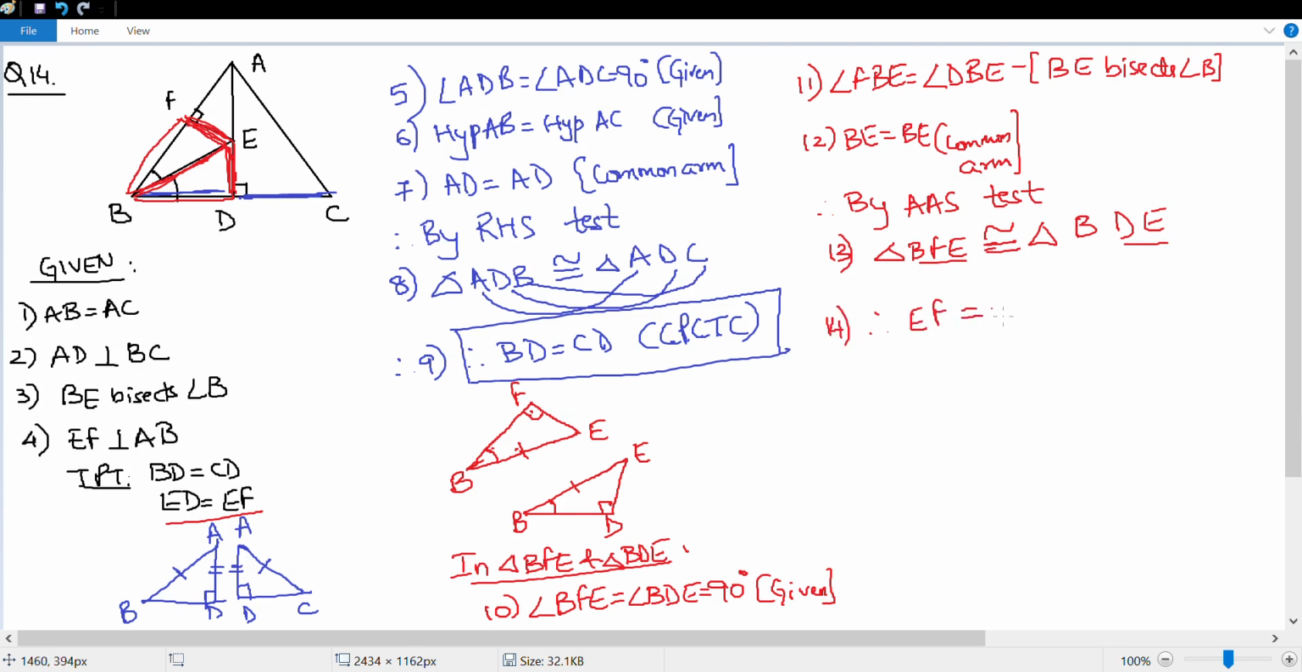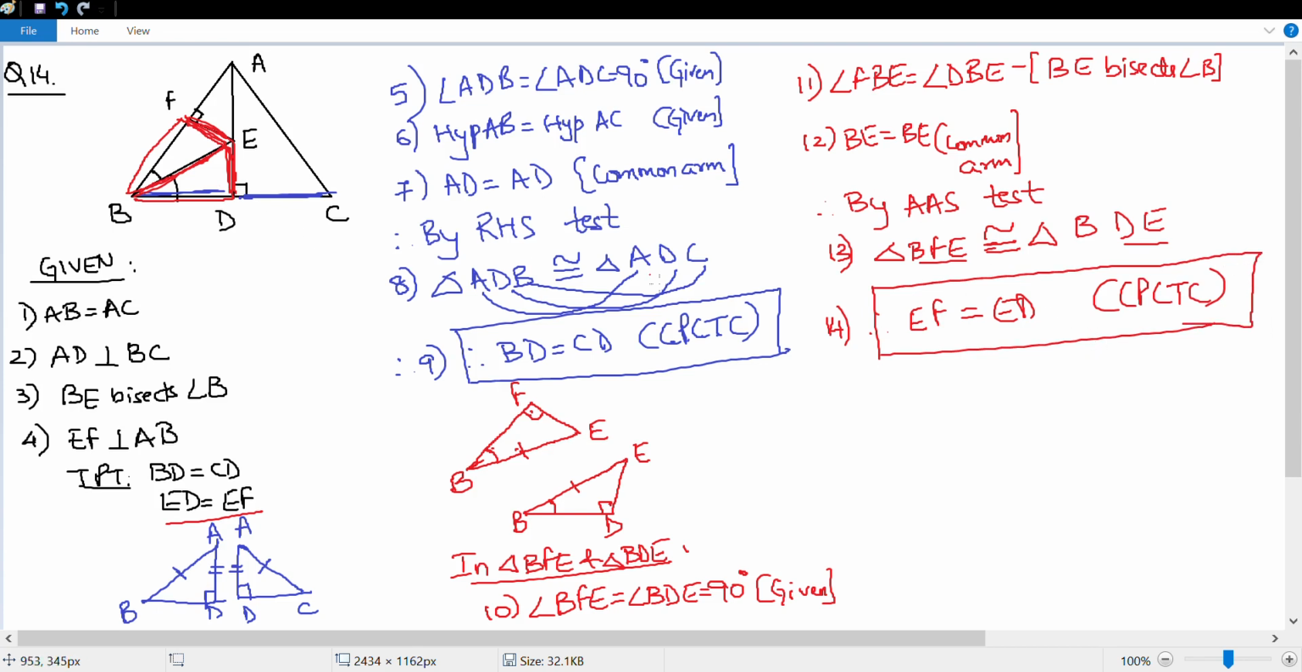EF is equal to ED, CPCTC. Writing the reason is extremely important. It is a good habit to highlight your answer. These are the two things that they wanted us to prove.